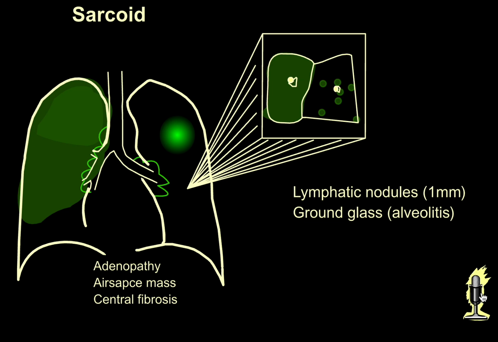The features of sarcoid include symmetric adenopathy and a distribution which favors the mid to upper lung zones. Occasionally, multiple airspace masses which contain air bronchograms are seen. Peribronchial central fibrosis will be illustrated shortly. At HRCT, granulomas cluster in the lymphatics, so that nodules will be found along blood vessels, bronchi, and in the septa.